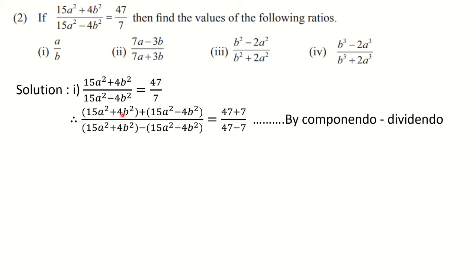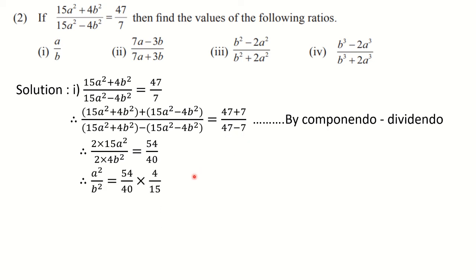So clearly now you can observe that plus 4b square and minus 4b square will get cancelled in the numerator, and in the denominator 15a square and minus 15a square will get cancelled. So what we will get? 2 times 15a square. Purposely I wrote 2 times 15a square, because 15a square and 15a square you can write as 30a square also, but then we are getting bigger numbers. So instead I am writing 2 times 15a square and in the denominator 2 times 4b square, so that the 2 and 2 I can cancel very easily. And here 47 plus 7 is 54 and 47 minus 7 is 40.